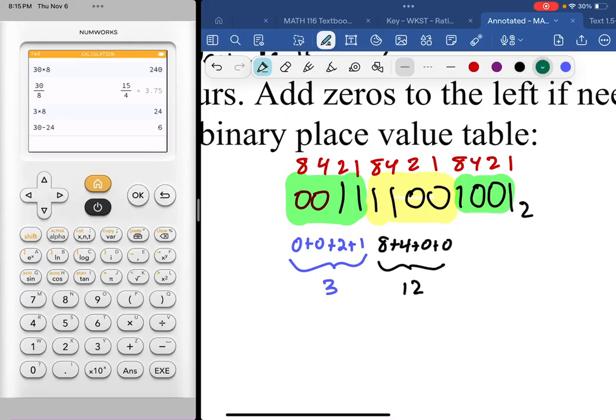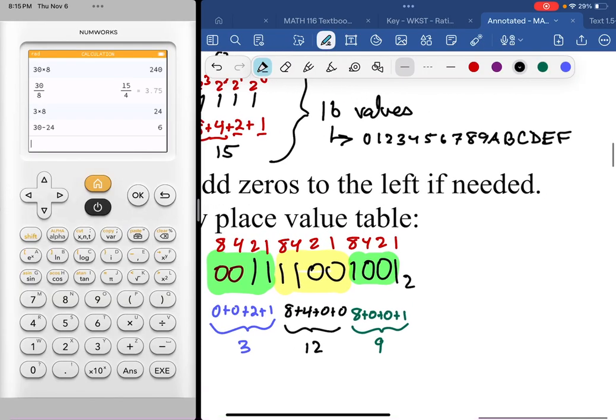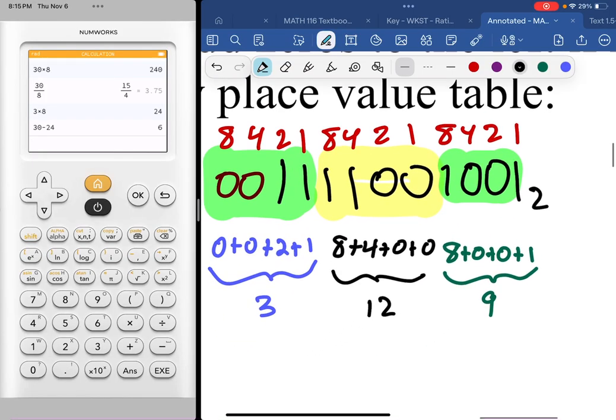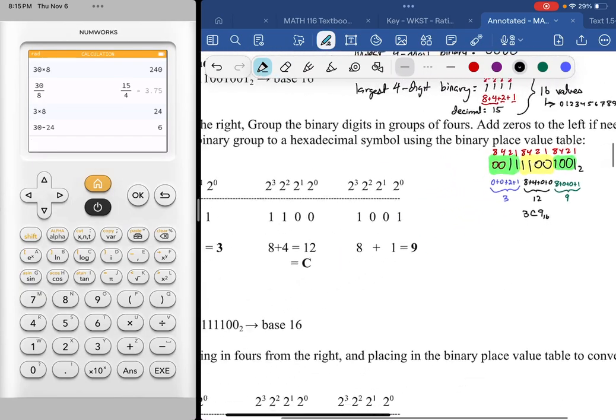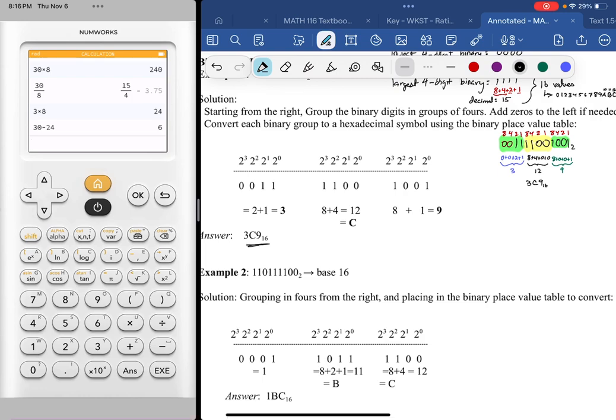All right, we'll handle that in a second. And then we have an 8. I did it again, squiggle in the wrong spot. 8 plus 0 plus 0 plus 1, which is a 9. Anything between 0 and 9 stands as is. But then anything 10 and above, so my 10 is A, my 11 is B, 12 would be C, 13, 14, and 15. So I'm looking at 3, C, 9 in base 16. All right. And so that's where this comes from.